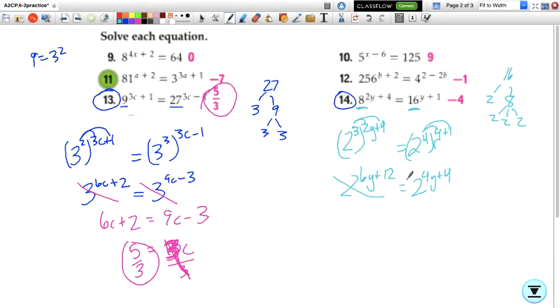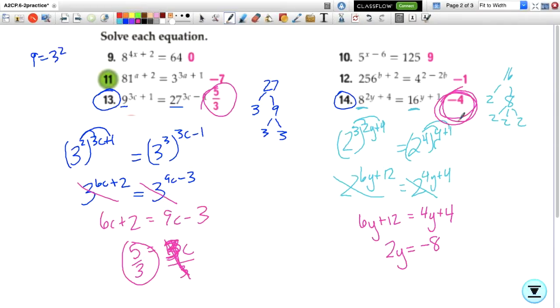I'm going to cancel my bases because, you know, if they're the same, I don't have to keep them. And I'm going to set exponent equal to exponent because if the bases are the same, then the exponents have to be the same. I'm going to minus 4, and I'll get 2y. I'm going to minus 12, and I'm going to get a negative 8. Last step, divide 2. Boom, y equals negative 4.